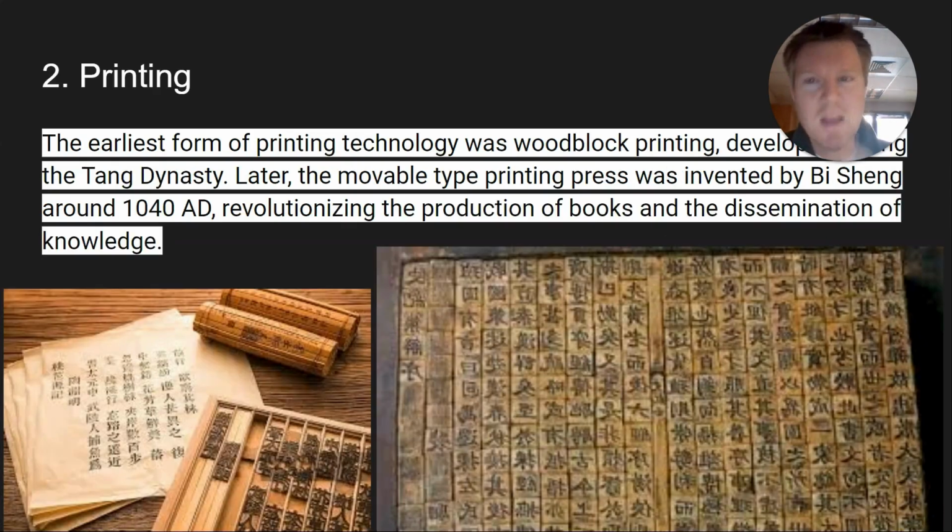or papyrus. Number two, that kind of goes along with paper, printing. The earliest form of printing technology was woodblock printing, and this was developed by the Tang Dynasty. They would carve out these wooden blocks in reverse, so when you put the paper on the wood blocks and flip over the paper, it'll look normal. And they were invented by Bi Sheng around 1040 AD.